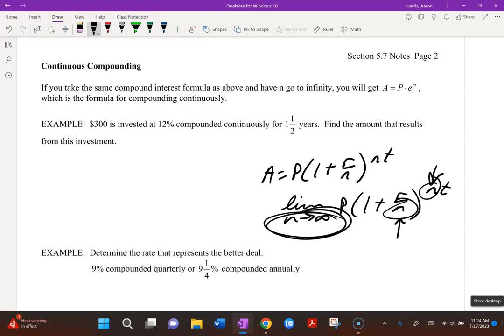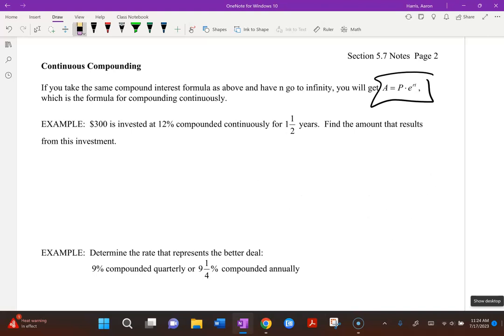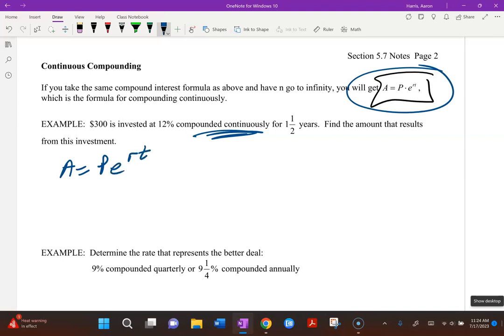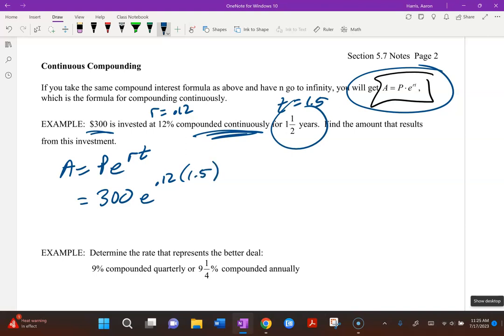That's called continuous compounding, and you're left with this simple formula: A equals Pe^(rt). So if you hear those words, continuous, compounded continuously, you've got to use this formula. Automatically use this formula. It's still the principal that you put in, $300 in this case. I'm putting $300 in. It's still the interest, 12%. Put it in as a decimal, 0.12, and then for this, whatever time. In this case, it's 1.5 years.